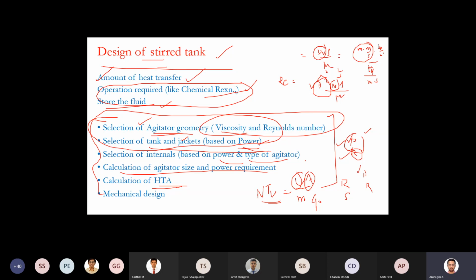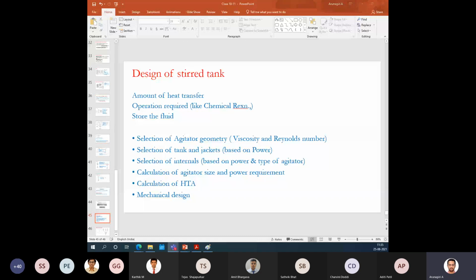Once the thermal design is over, you can calculate the pressure drop. Again, I will touch upon these things in the next class. Sorry to rush. We will go for the design of heat exchangers, selective heat exchangers, in the next class.